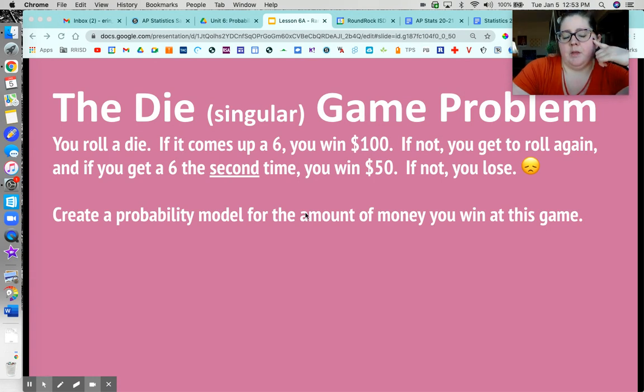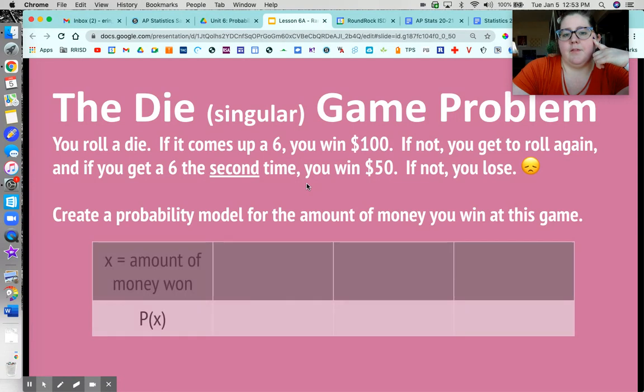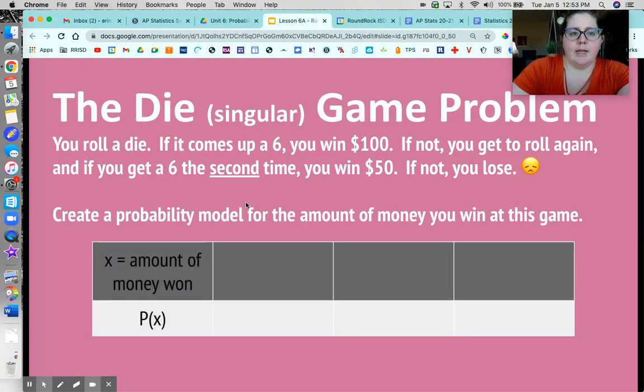So we're going to create a probability model for the amount of money that we could win at this game. The variable is the amount of money won. It's not the number of times I roll a 6, it's how much money I won. So I always want to pay attention to what my variable actually is, because that tells me what number needs to go in the top row. In this example, I could win $100, $50, or $0.